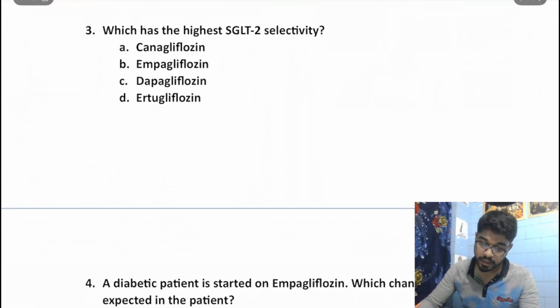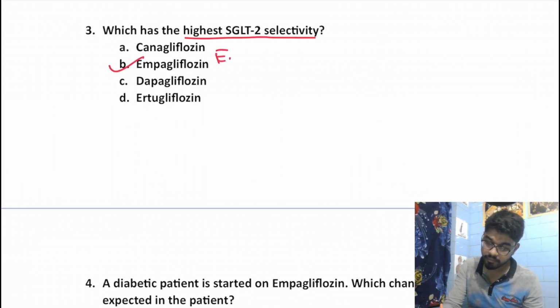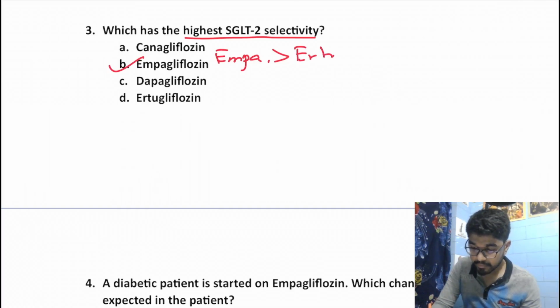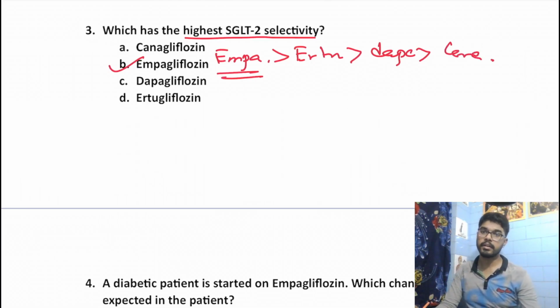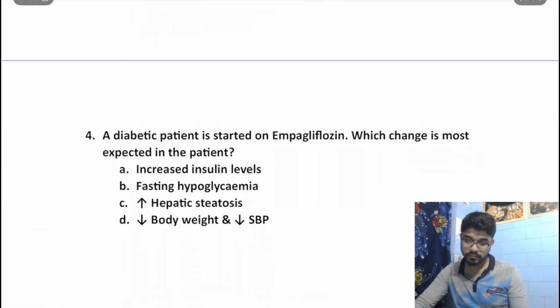Which of the following has the highest SGLT2 selectivity? This is a factual question. Empagliflozin is our answer. Remember that empagliflozin has the highest selectivity, followed by ertugliflozin, followed by dapagliflozin, followed by canagliflozin. Empagliflozin has the highest SGLT2 selectivity. A factual question. Moving on to the next question.